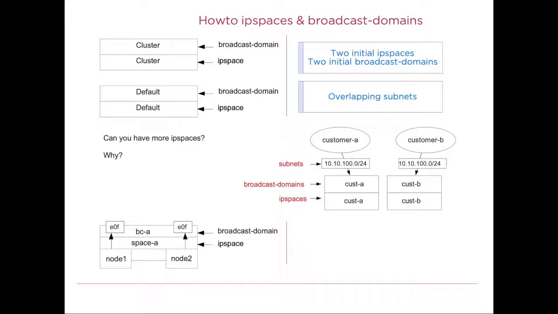So imagine you have 2 customers, and both customers want to use subnet 10.10.100.0 with a mask of 24. Then you cannot host them in the same IP space because these are conflicting subnets. If you would place them in a separate IP space with a broadcast domain in each IP space, then you could service both customers. So the function of different IP spaces is that you can have the same IP addresses and the same IP ranges and the same subnets in different IP spaces.